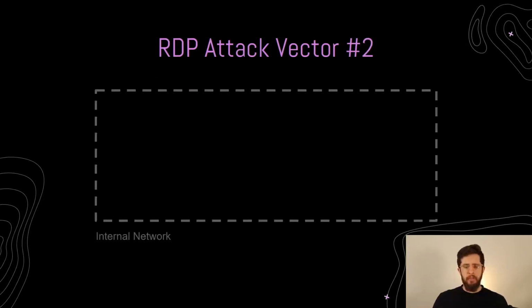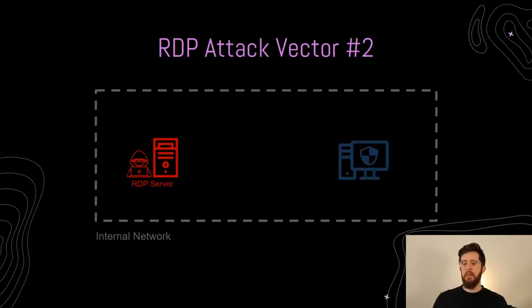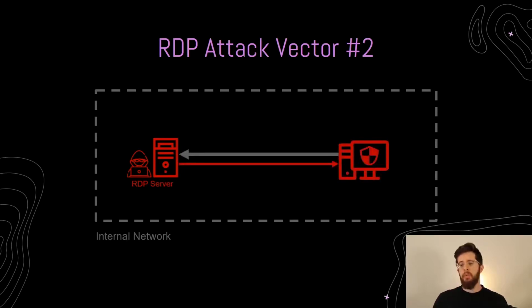As for the second vector, it is not as common, and it targets the RDP client rather than the server. Here we have an attacker who was already able to gain access to some sort of a server or a virtual machine inside the network. And they can wait for an administrator to connect to the server, then exploit a vulnerability within the RDP client this time, which will allow them to gain the administrator's privileges and execute code on their machine. So this is the second vector.